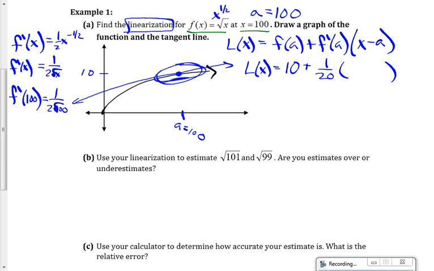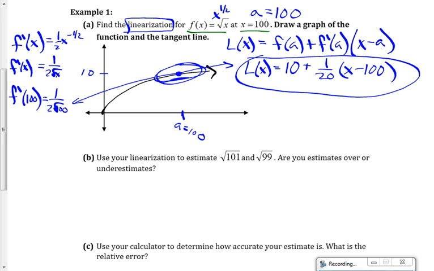Inside parentheses now, because this is a linear equation, the x needs to stay in. I think it's good to remind yourself of that. And the a value goes in here as 100. I wouldn't simplify this. I'd let it be. You don't need to get it in y equals mx plus b form. Doesn't really help you that much. That's our linearization. That blue equation is the tangent line approximation that I wrote there in the graph on blue.